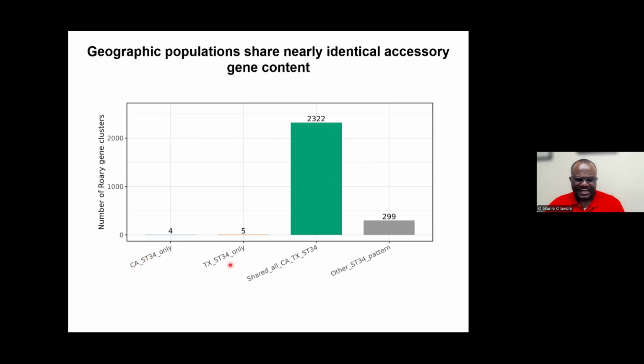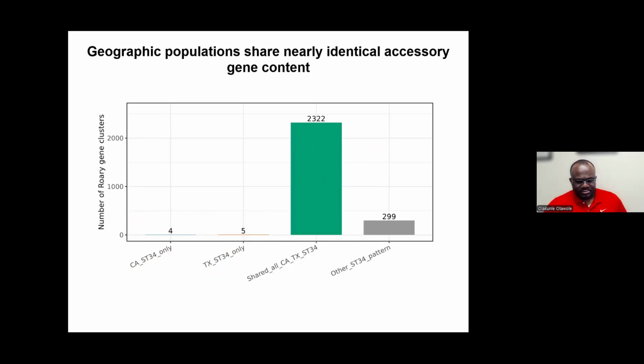Now, one of the things we found here was that about 2,322 ancestry gene clusters were shared between the California and the Texas isolates, and only 4 genes were unique to California ST34, and 5 were unique to the Texas ST34. So more than 95% of the ancestry genome was shared, basically.